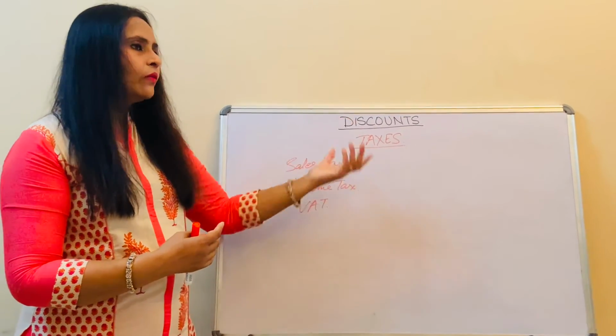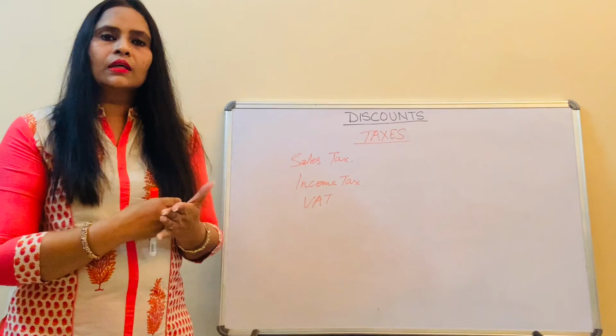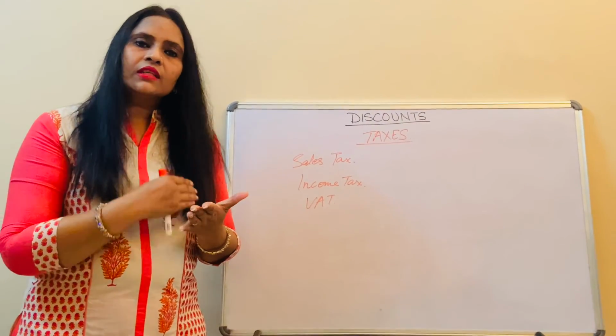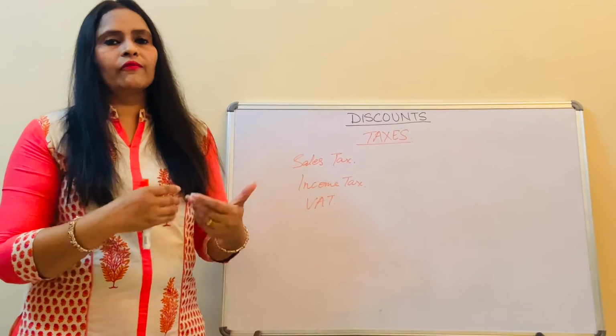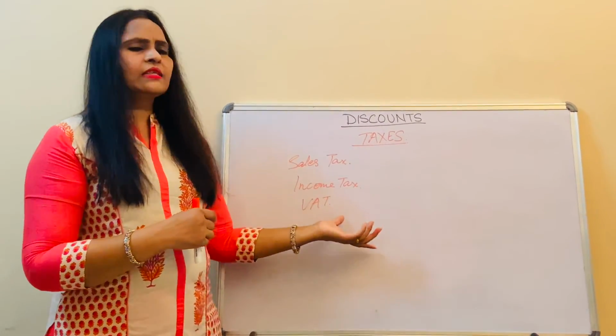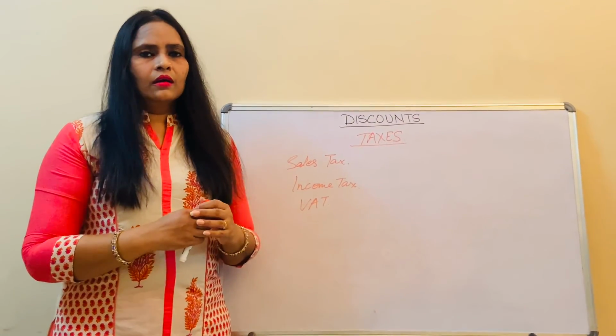How do we calculate these taxes? These taxes are to be calculated on the sales price which we get after the deduction of the discounts offered by the shopkeeper. So these very simple problems are related to these taxes. You can easily solve them.